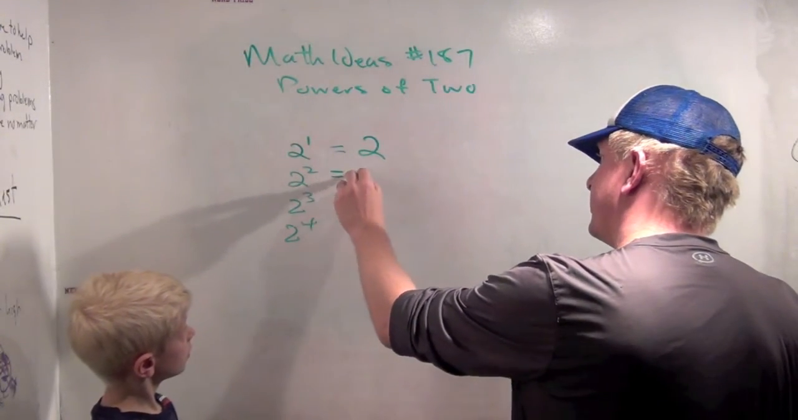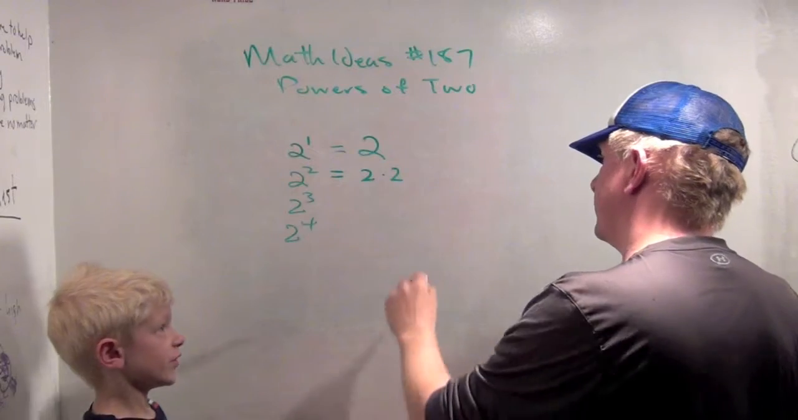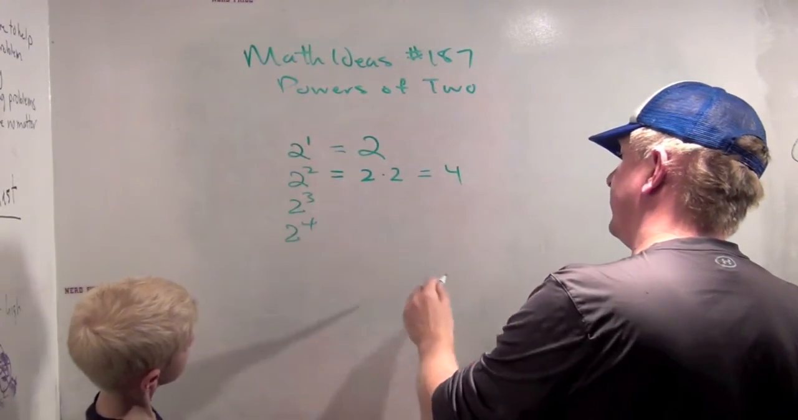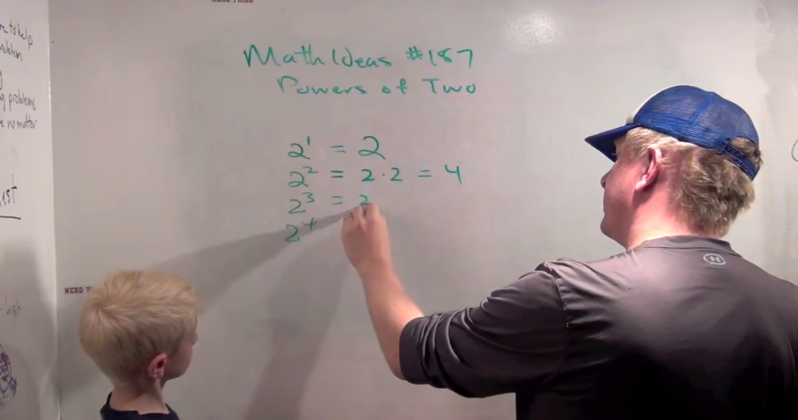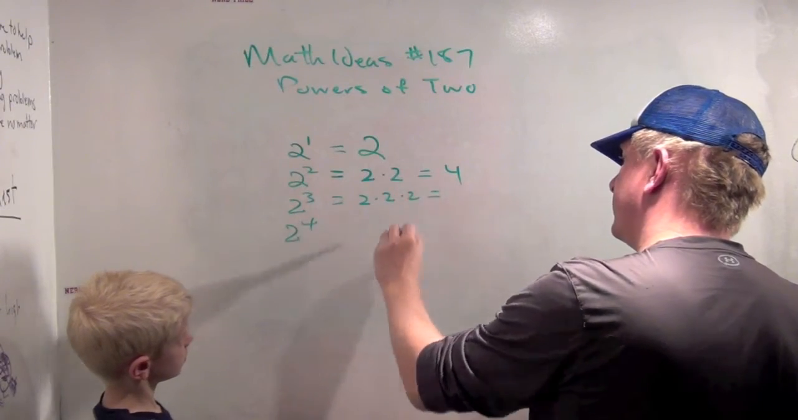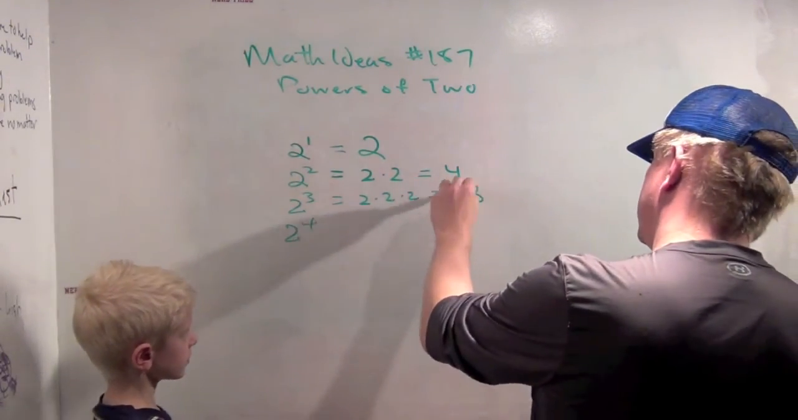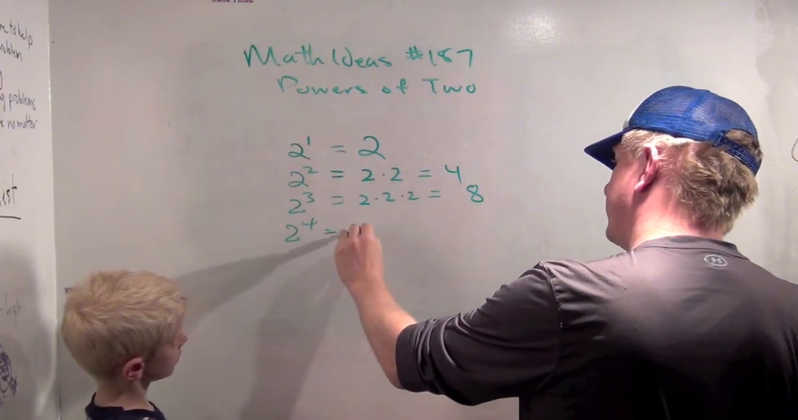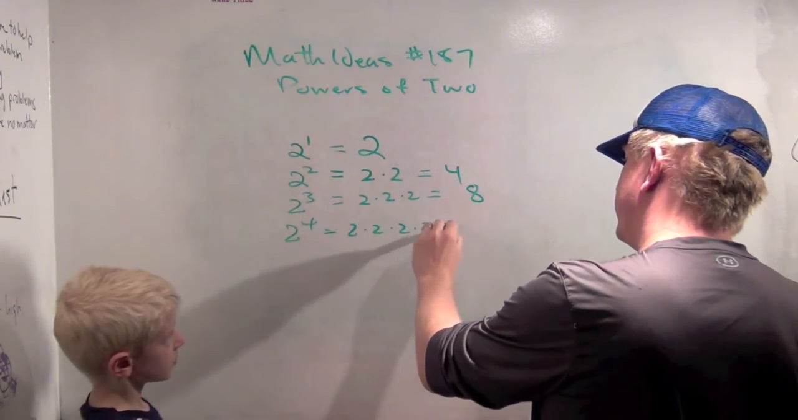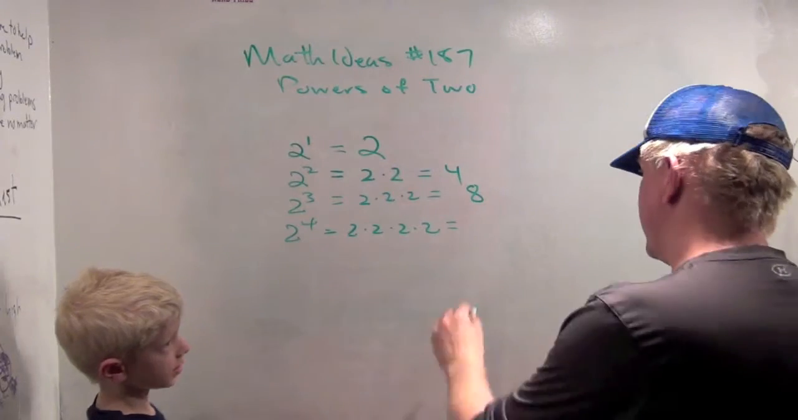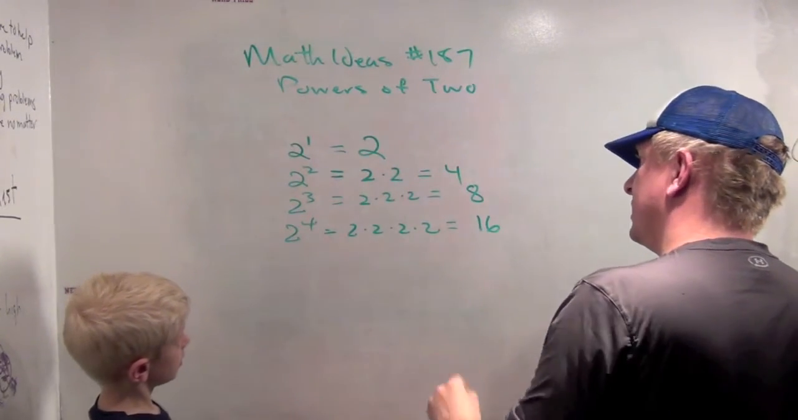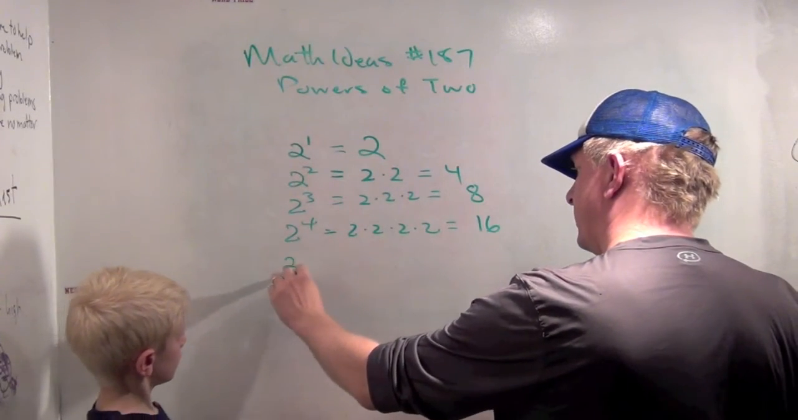2 squared just means 2 times 2, which is 4. Very good. 2 cubed just means 2 times 2 times 2, which is 8. Good job. 2 to the 4th means 2 times 2 times 2 times 2, which is 16. 2 to the 5th.